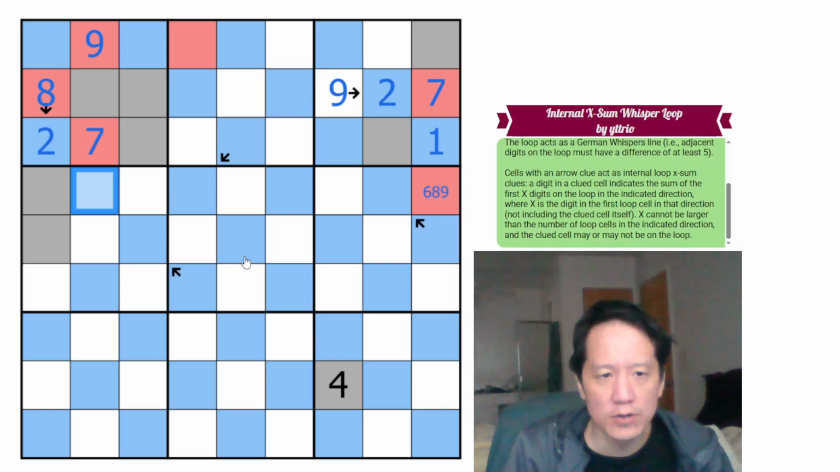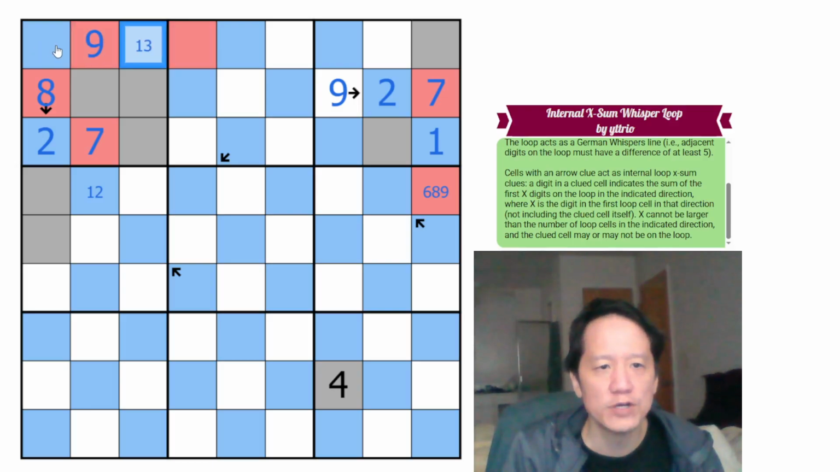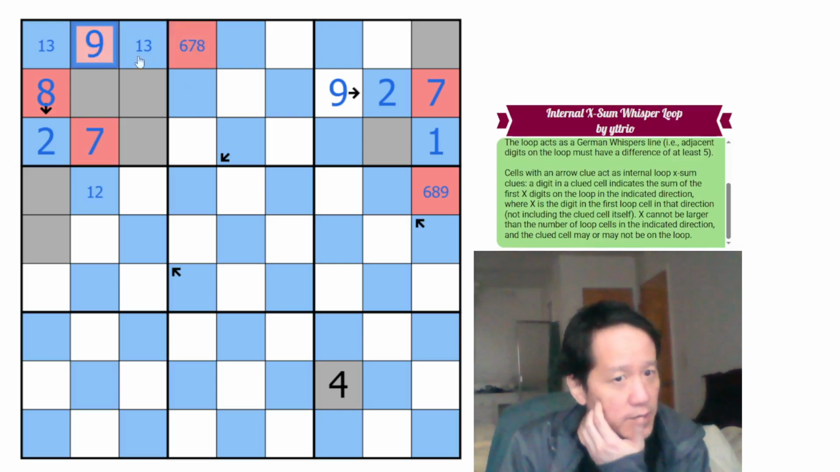So it goes down here. So this is 1 or 2 here. This sees 2 unique digits on a German whisper loop. This sees 2 unique digits on a German whisper loop. Therefore, it's 1 and 3. This can be 6, 7, or 8 because it cannot be 9.